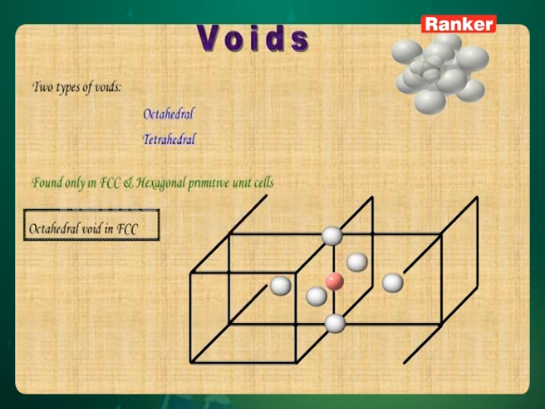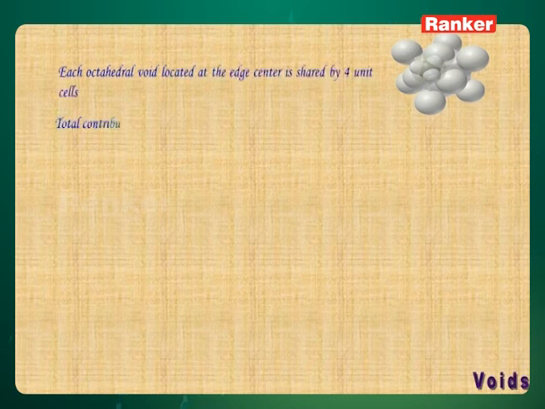Overall, if you look at it, the red ball is in contact with 2 white balls at 2 opposite face centers, 2 white balls on the back faces and 2 white balls on the corners. So each octahedral void located at the edge center is shared by 4 unit cells. Total contribution of edge center voids is 1 by 4 into 12, because an atom at the edge center is, as we already told, 1 by 4, and we will have 12 such edge centers. So 12 into 1 by 4 is equal to 3.